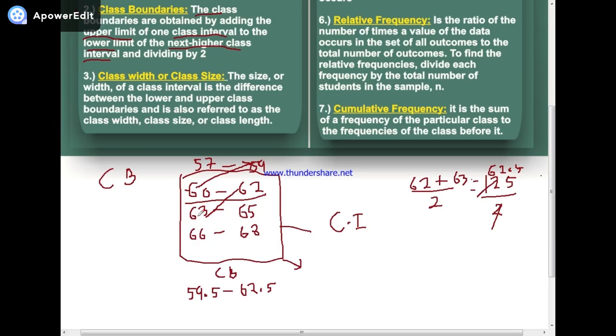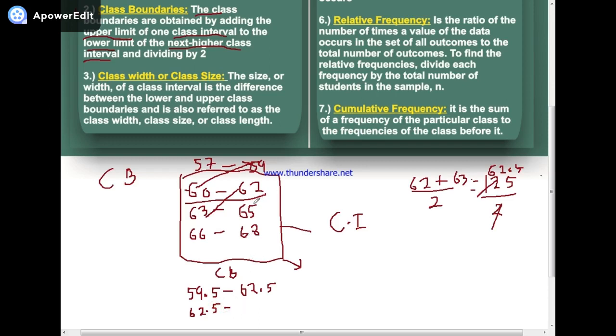So now if you want to look for the class boundary of the second class interval, so for your lower class boundary, it will be what? This 63 plus 62 divided by 2, that one also will still give you 62.5, because we've done it before. That is, we bring this one down.